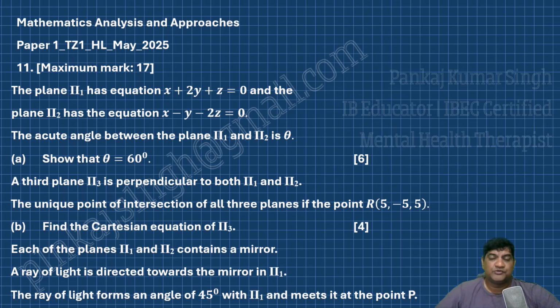Mathematics Analysis and Approaches, Paper 1, Time Zone 1, HL, May 2025. Now, this is question number 11 of 17 marks. He's talking about two planes here, pi 1 and pi 2, and he wants us to prove that the acute angle between them is 60 degrees.